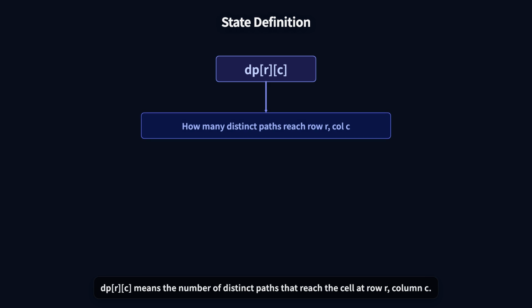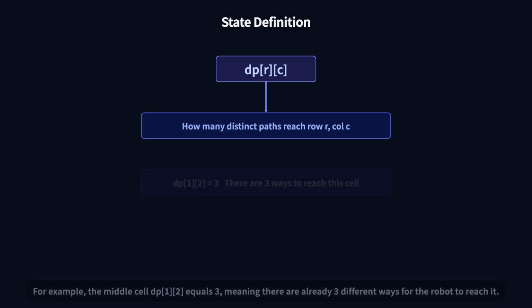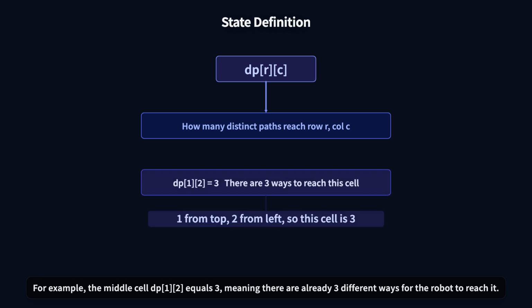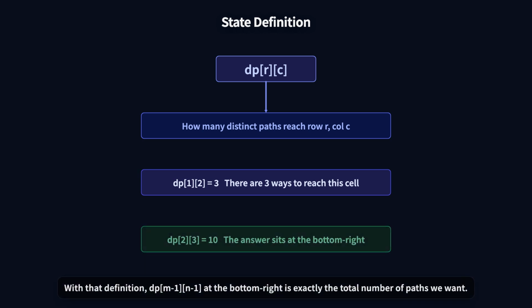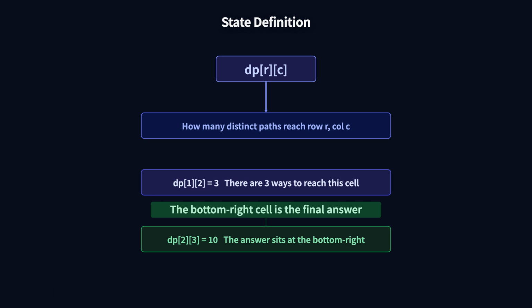DP[R][C] means the number of distinct paths that reach the cell at row R, column C. For example, the middle cell DP[1][2] equals 3, meaning there are already 3 different ways for the robot to reach it. With that definition, DP[M-1][N-1] at the bottom right is exactly the total number of paths we want.